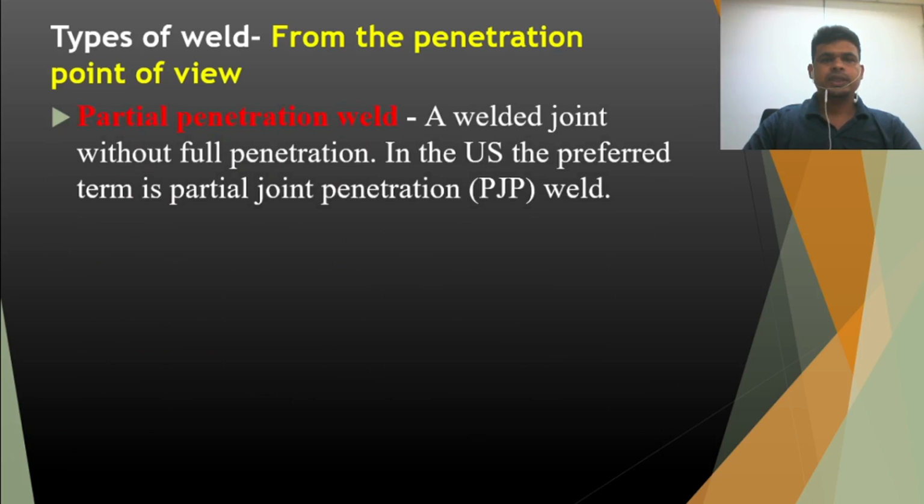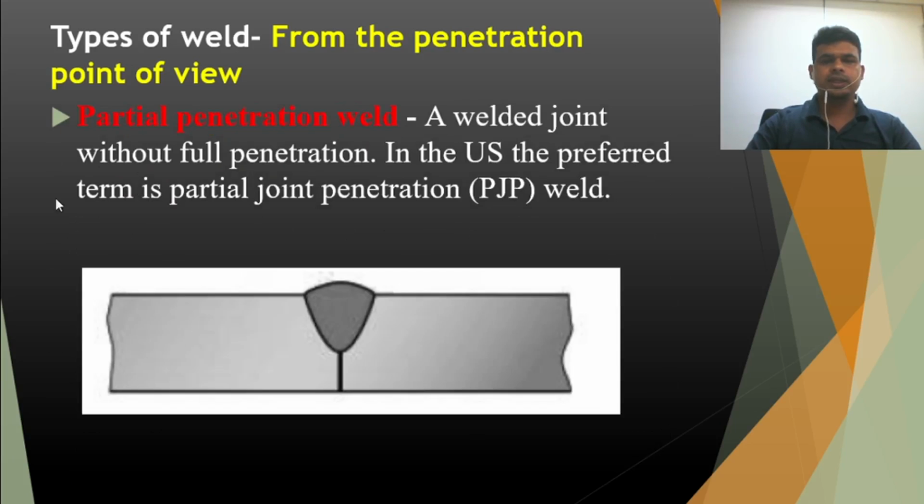Another is the partial penetration weld. What is the partial penetration weld? You can see from this picture a welded joint without full penetration. You see the before picture is fully penetrated, but this one is not fully penetrated. This is half only. So in the US, the preferred term is partial joint penetration, PJP weld. So this is called the partial penetration or PJP weld.